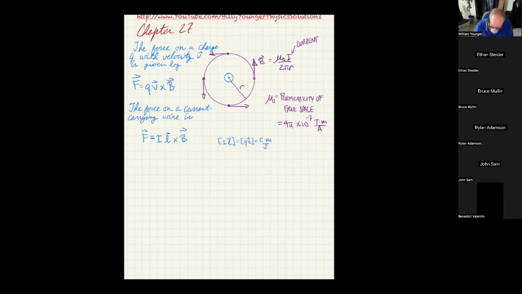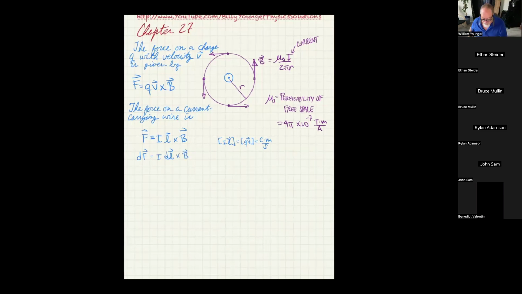You can also, if you have a wire or a magnetic field that changes orientation and strength and stuff like that, make it a little bit more complex by saying the differential force on a little differential element of wire dL is equal to I dL cross B.